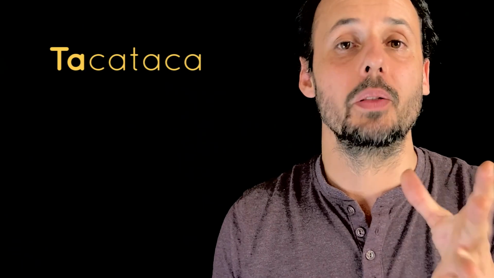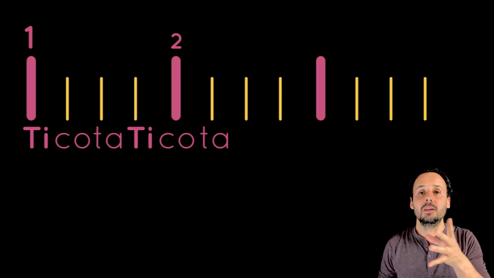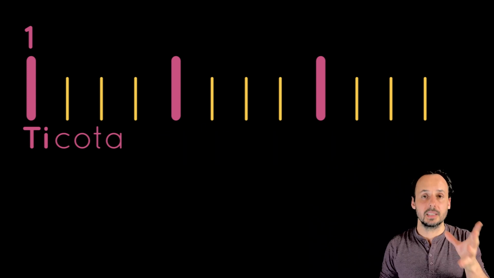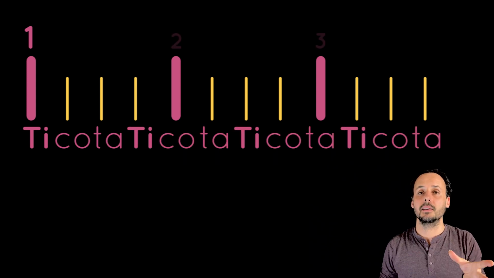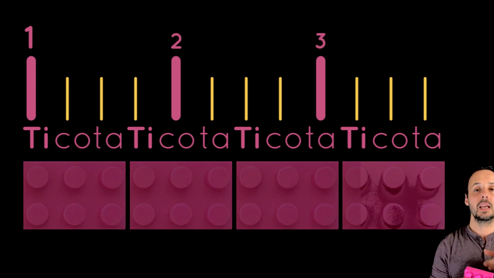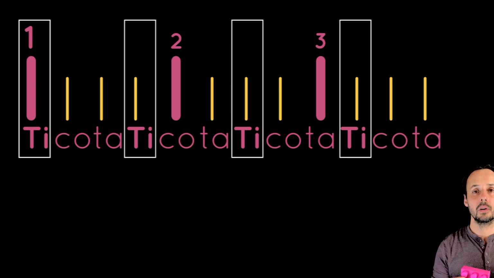But again, we don't want taca, taca, we want ticota. And it sounds like this. 1, 2, 3. Ticota, ticota, ticota, ticota, ticota, ticota, ticota, ticota, ta. Here we have 4 ticota cells per compass, and the T only falls on a beat once out of 4, on the strong beat at the beginning of each compass.